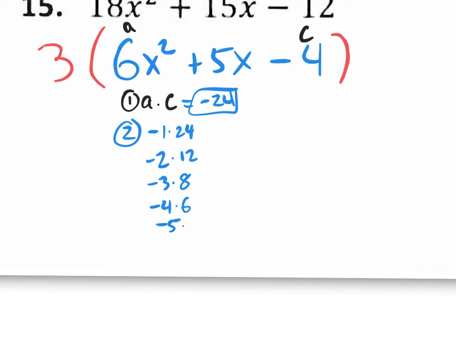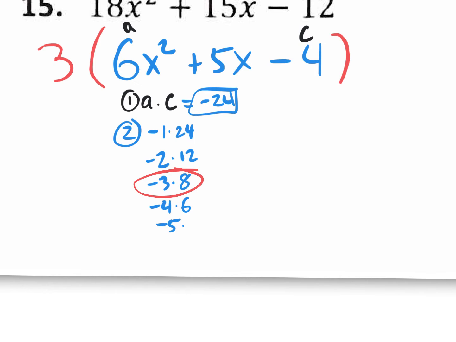The idea is which of these pair of numbers combines, as in add them, that'll give you the b value, which is 5. So 24 minus 1 is 23. That's not a 23, it's a 5. We want a 5. 12 take away 2 is 10. That's not a 10. 8 take away 3 is 5. That is a 5. And we don't have to change any signs. So this is the pair of numbers that I want.